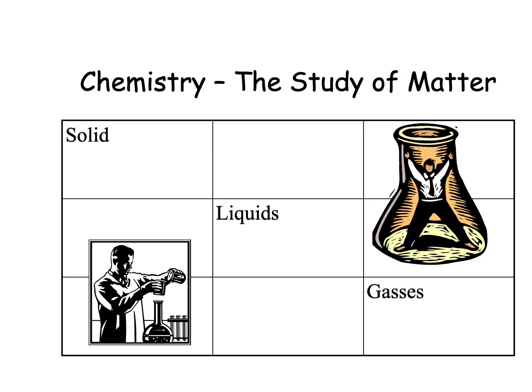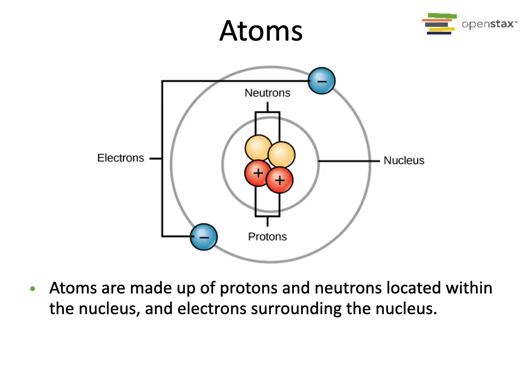So last time we introduced chemistry, the study of matter. Any solid, liquid, or gas is made up of chemicals. And there are some basic chemicals that can combine in different ways to produce lots of different materials. Okay, the basic units in chemistry are called atoms. Atoms have three types of subatomic particles: protons, neutrons, and electrons.